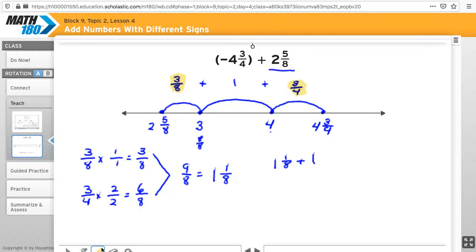Now here we're going to add just our whole numbers, ignoring that fraction. And 1 plus 1 is 2. And there's no other fraction to add, so we're going to leave that alone. So we hit 2 and 1/8. Now, we said earlier that our answer is going to follow the sign of the larger digit. And so we knew our answer, before we even started, was going to be negative. So our final answer here will be negative 2 and 1/8. Okay?